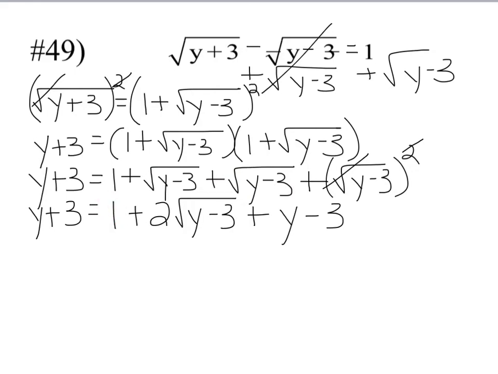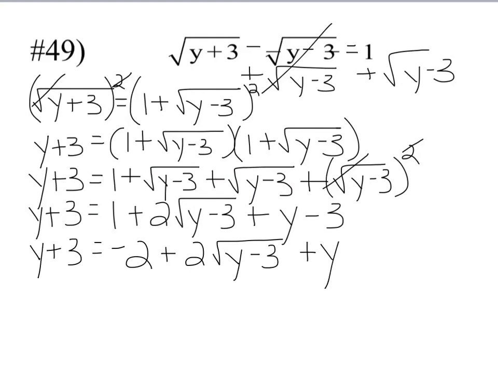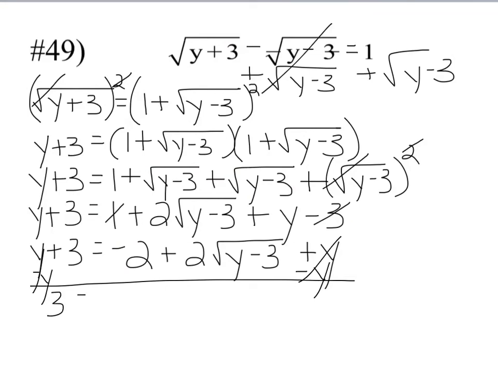Now we have like terms of 1 and negative 3, so I can combine those. y plus 3 equals 1 minus 3 is negative 2, plus 2 square root of y minus 3 plus y. So that was 1 minus 3 to give us the negative 2. Now we're in a situation like before where we still have a radical, so we need to isolate it by moving the y and the 2 over to the left side. So I'm going to subtract y from both sides. These cancel, leaving me 3 is equal to negative 2 plus 2 square root of y minus 3.